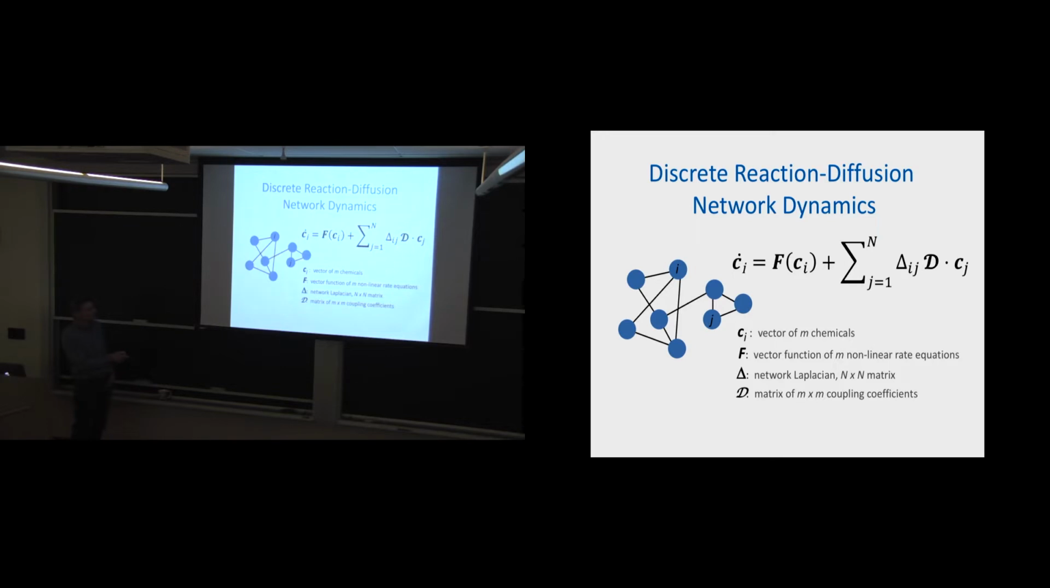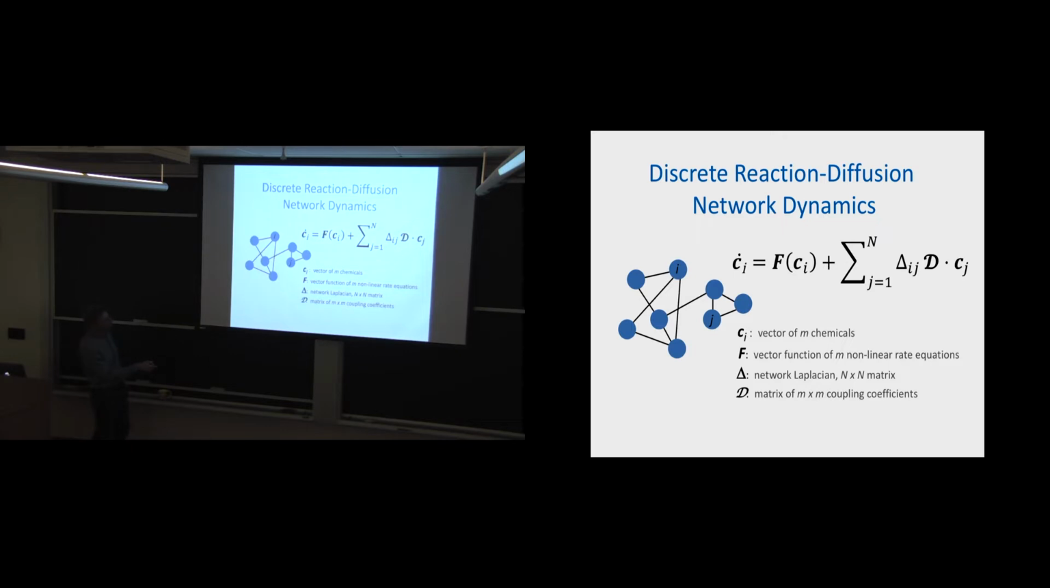This is called the network Laplacian. It tells whether you're connected or not to a neighbor. The D is a diffusion matrix, which tells how much of one species communicates to another. And then we're assuming Fick's law, that the flux of chemicals between connected wells is proportional to the concentration difference of that species. So just Fick's first law, J equals minus D grad C.